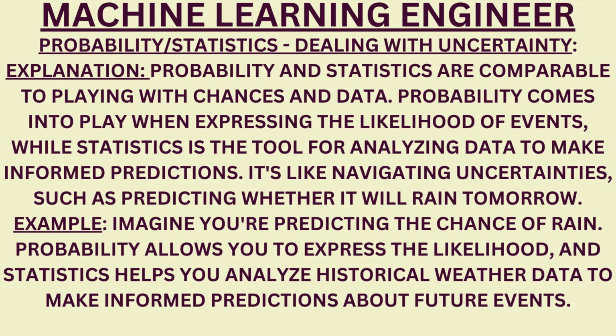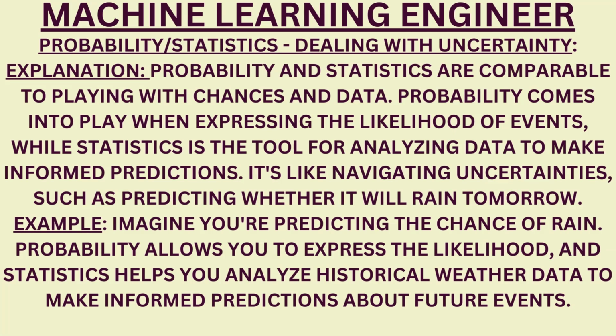Probability and statistics, dealing with uncertainty. Explanation: Probability and statistics are comparable to playing with chances and data. Probability comes into play when expressing the likelihood of events, while statistics is the tool for analyzing data to make informed predictions. It's like navigating uncertainties, such as predicting whether it will rain tomorrow. Example: imagine you are predicting the chance of rain.